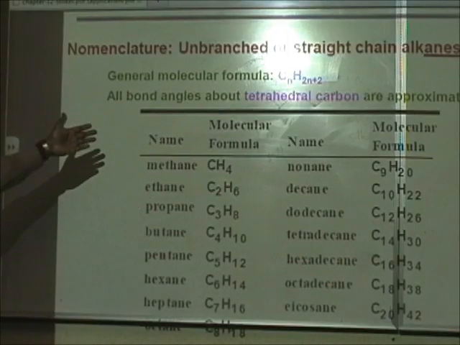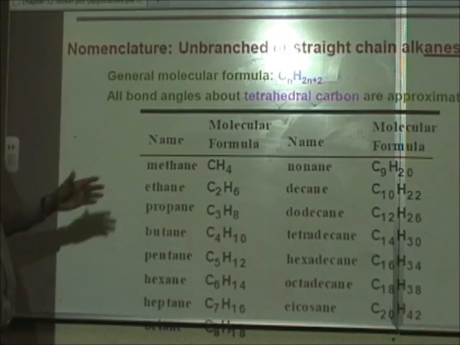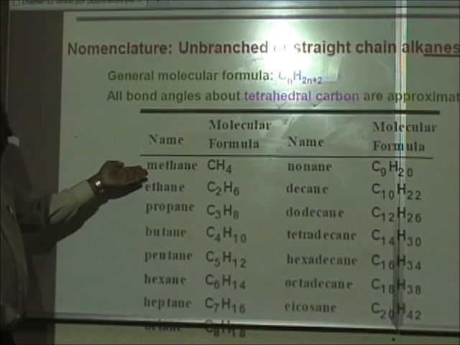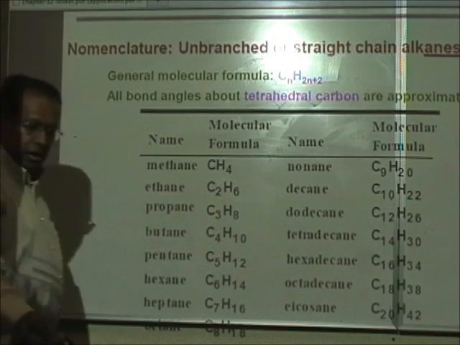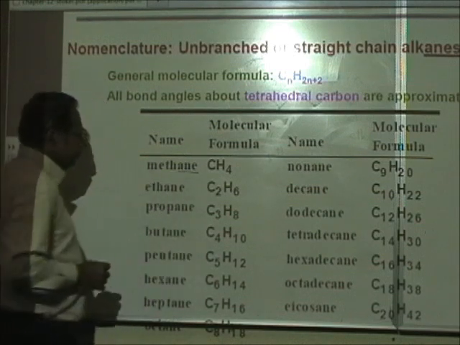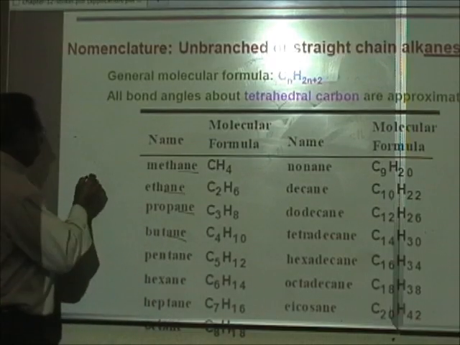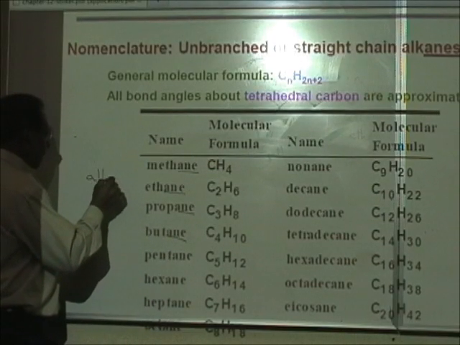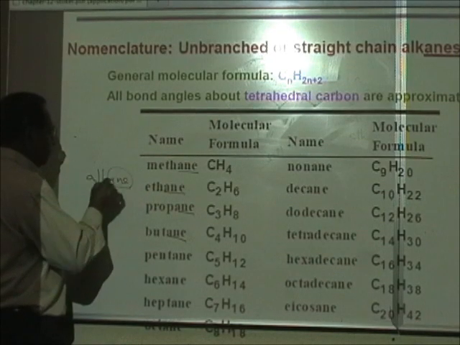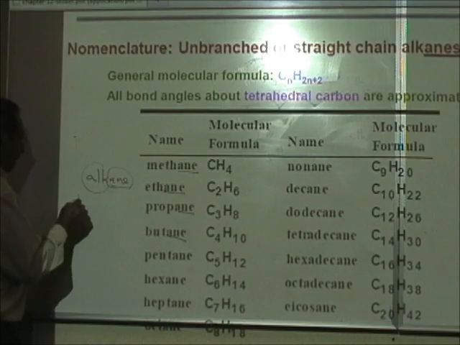The compounds we open with are the unbranched or straight chain alkanes. Methane is the first. Notice the general theme: where does the name come from? Alkane. Now, alk means alkyl group.